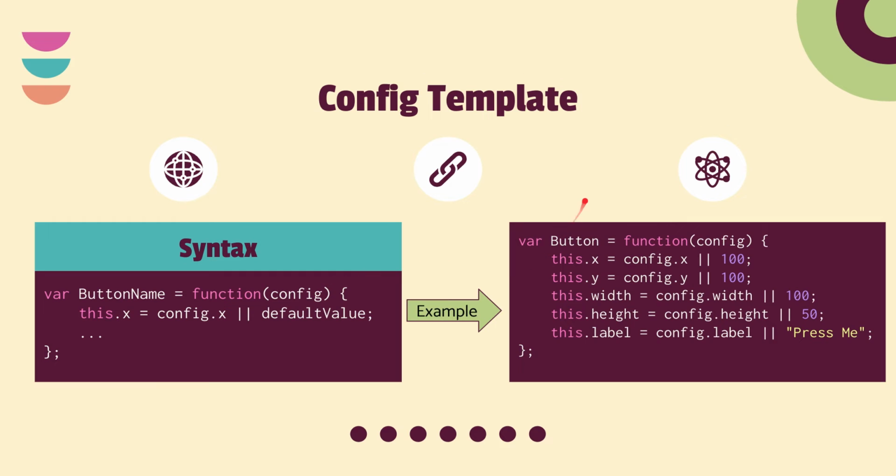So here's an example of using the config template. var button equals function config. this.x equals config.x or 100. this.y equals config.y or 100. this.width equals config.width or 100. this.height equals config.height or 50. And this.label equals config.label or "press me". The reason why we have these default values is because when you're making your button object, if you do not fill in one of these values, it will just default to this value.